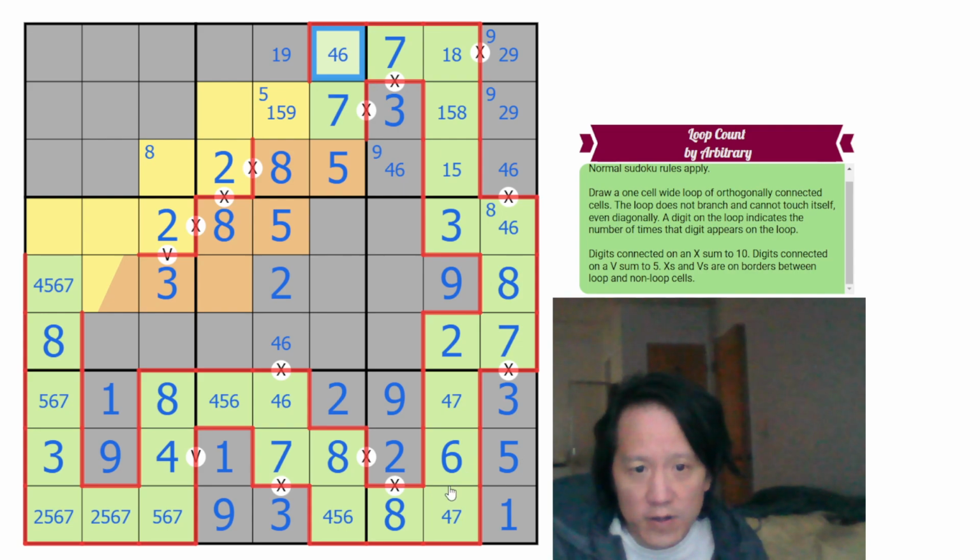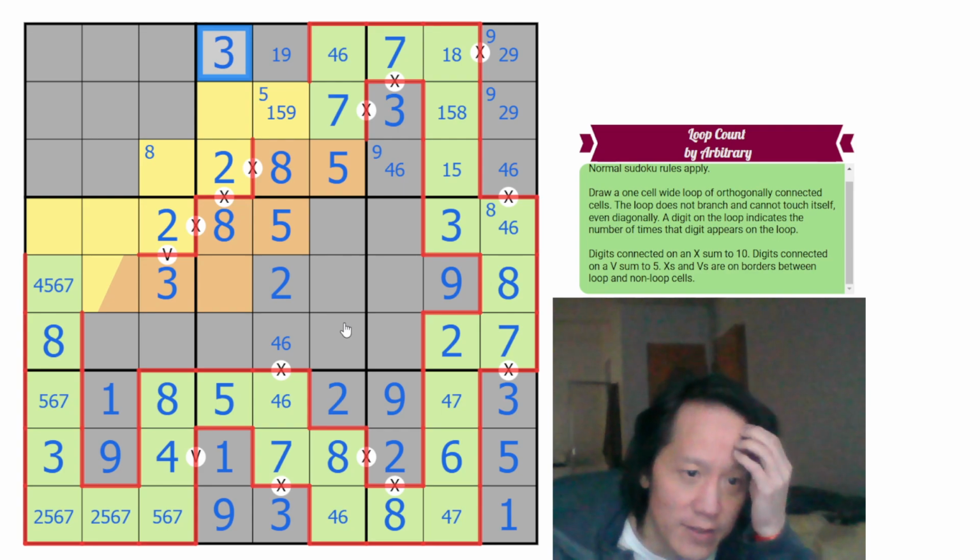This can't be 5. This can't be 5. Therefore, this is the 5. This is obviously 1, 9, 1, 9. And we have 3, 4, and 6. So therefore, this is 3. This all looks kosher. I might be just going down the correct path.